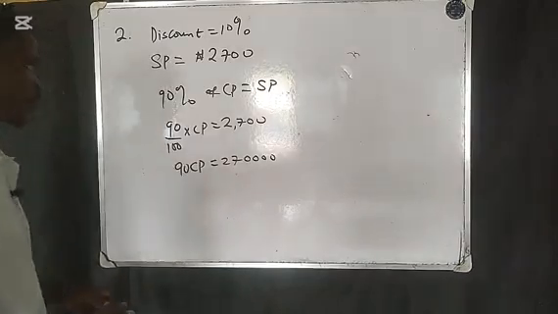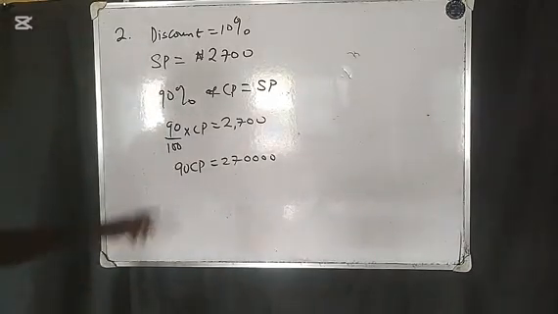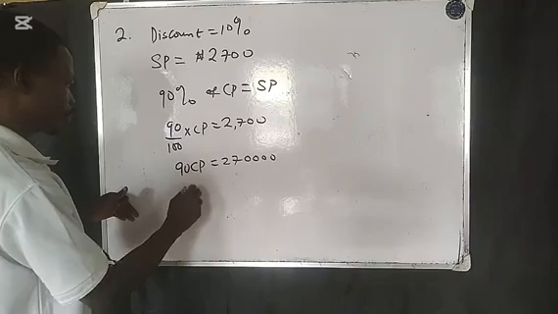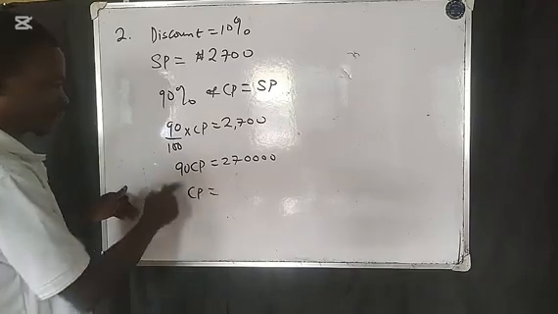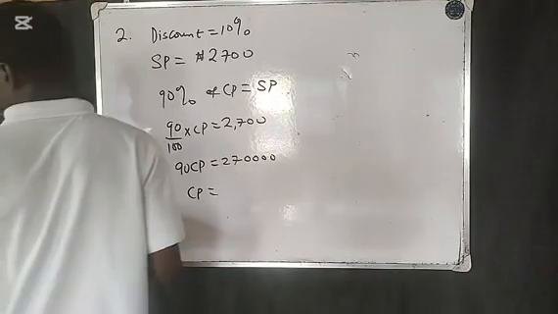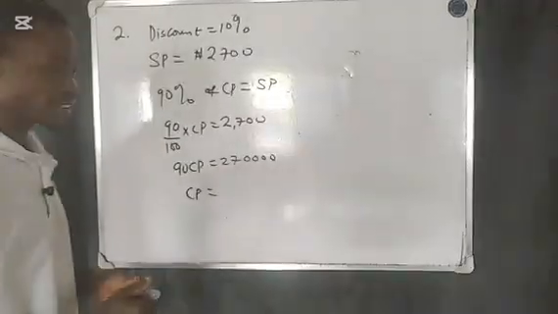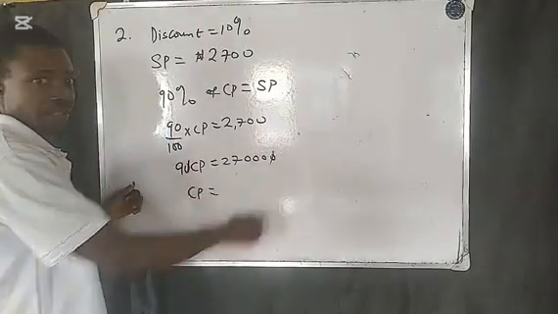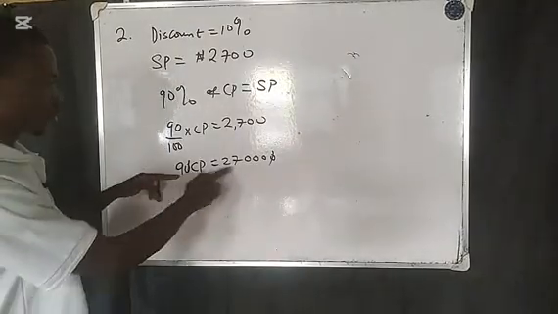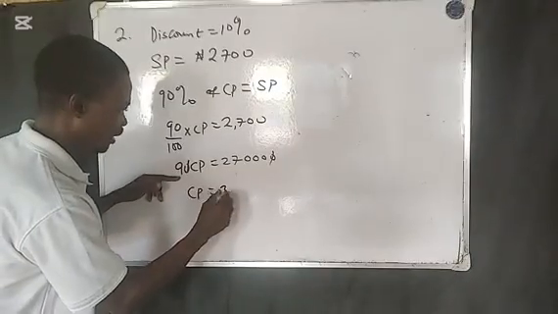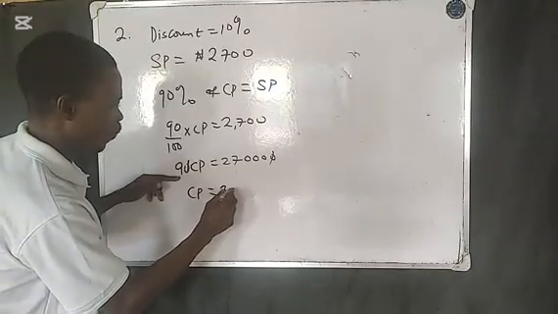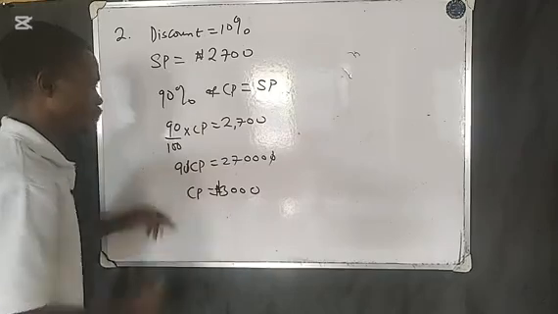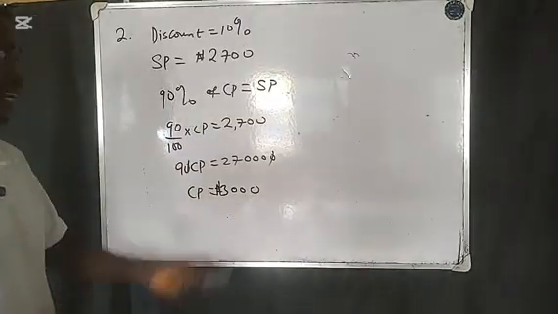270000. How many zeros? 4, right? So 1 2 1 2, that's 4, right? So if you divide both sides by 90, before you do that, you know that a zero will cancel zero. So 9 goes in 27 three times, right? Then you are left with 1 2 3. So the cost price at initial time is 3,000.